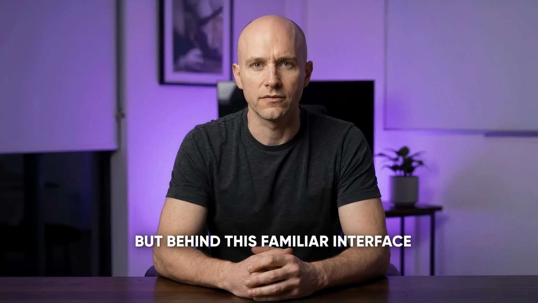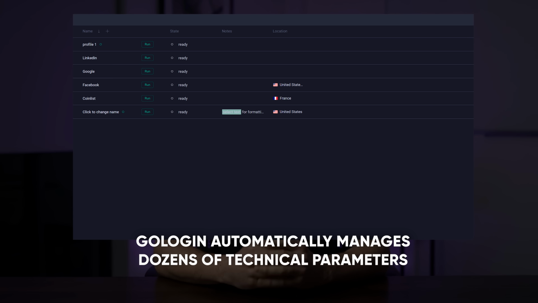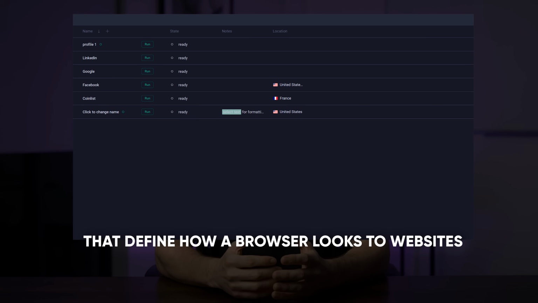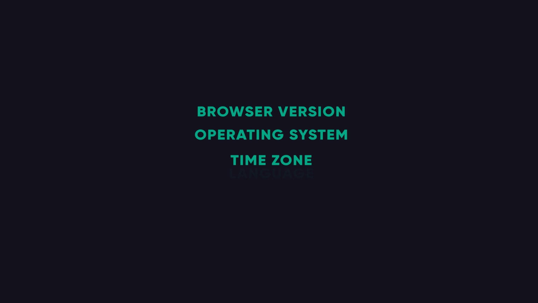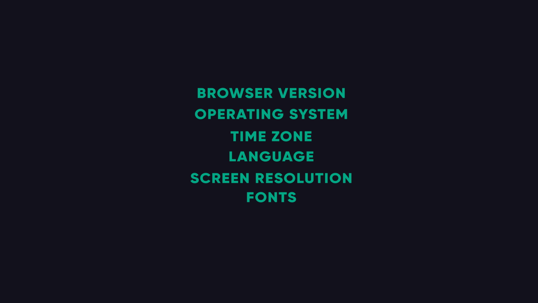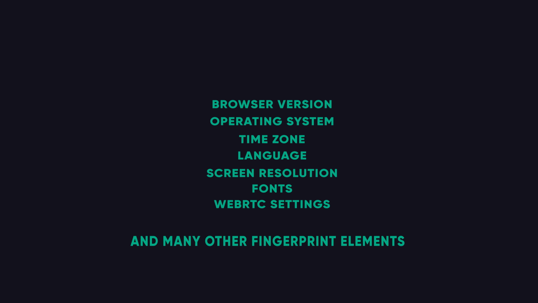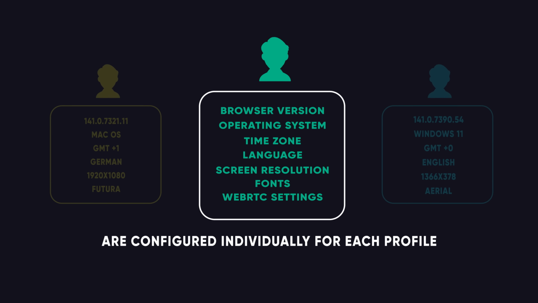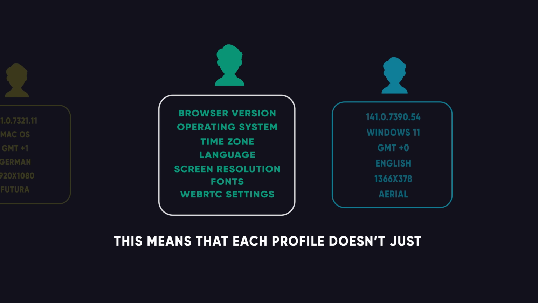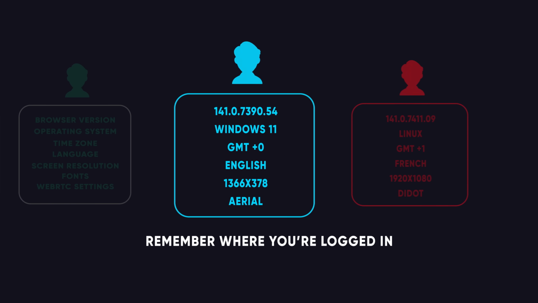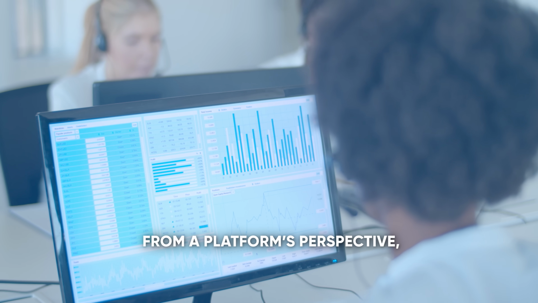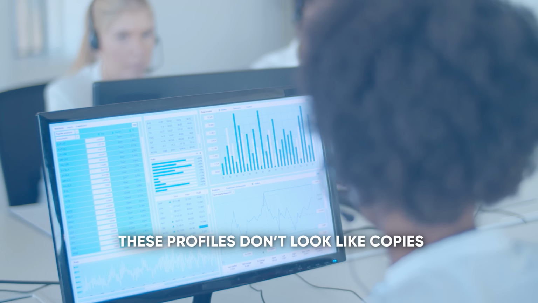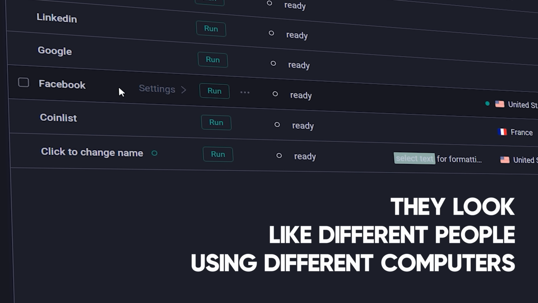But behind this familiar interface, Gologin automatically manages dozens of technical parameters that define how a browser looks to websites. Things like browser version, operating system, time zone, language, screen resolution, fonts, WebRTC settings, and many other fingerprint elements are configured individually for each profile. This means that each profile doesn't just remember where you're logged in. It behaves like a separate, real user, with its own consistent digital identity. From a platform's perspective, these profiles don't look like copies. They look like different people using different computers.